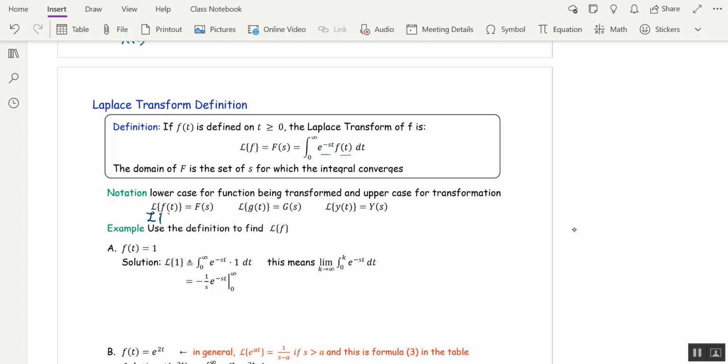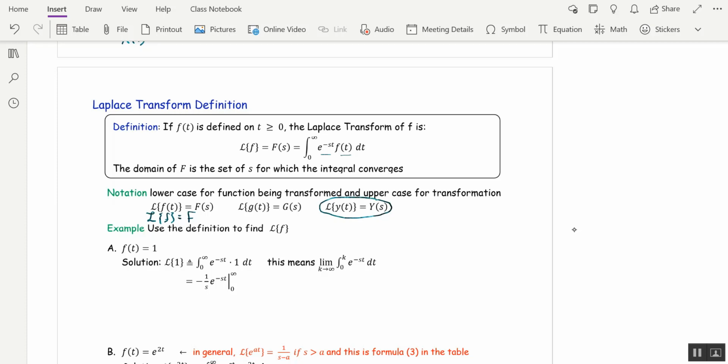L of little f is big F. And it's understood big F is a function of s, whereas little f is a function of t. And the one we'll use the most often is little y and big Y, because typically our differential equations will be given in terms of little y.